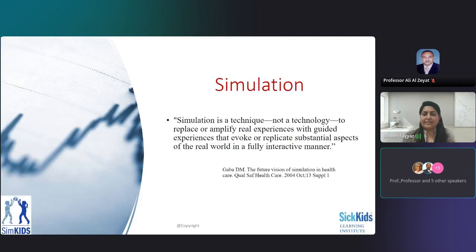So coming to what simulation is, I really want to emphasize that simulation is another technique. As Professor Kyle was telling us, the flipped classroom is one technique. Similarly, simulation is a technique which is thought to be a technology. But simulation is not a technology, it's a technique to replace or amplify real experiences with guided experiences that evoke or replicate substantial aspects of the real world in a fully interactive manner. So you will replicate a situation in a simulated environment and make your learners learn in that simulated environment and get ready to take care of the patient.